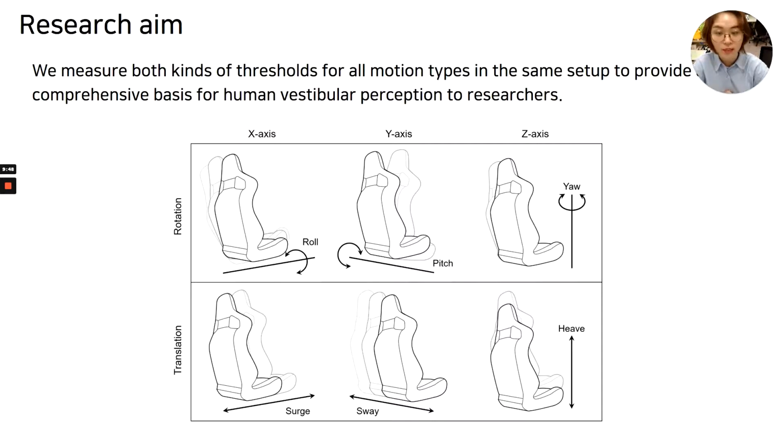Based on our experiences, we hypothesized that the sensitivity of rotation and translation for the z-axis, I mean the vertical axis, would be lower than that of motion for the other axes. That is, yaw and heave, the rightmost chair motion in the figure, would have higher values of both kinds of thresholds compared to the roll and surge and pitch and sway.